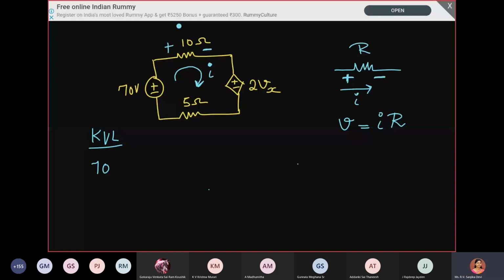Fine. So for the first term it is 70, and for the second term there is a voltage drop, so it has to be minus 10I. Then for the third element we are having 2Vx.